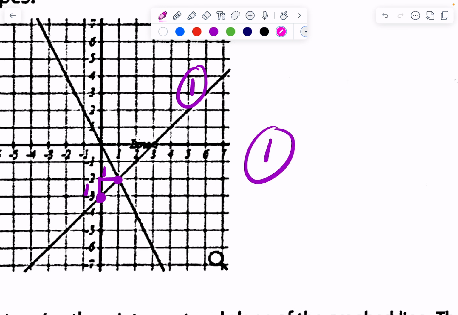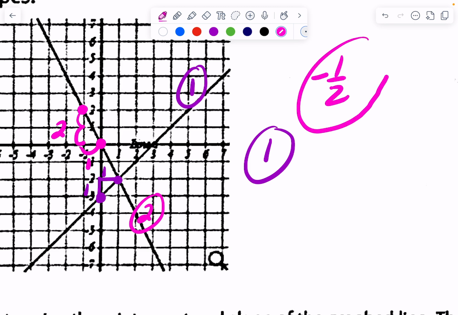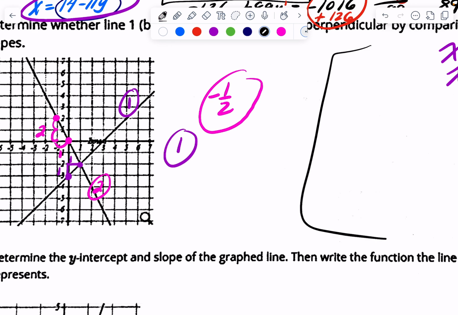Now let's call this number 2. Pick a point that looks like a whole number. Pick the next point that looks like a whole number. I'm just picking some points that look like whole numbers. So to me, this looks like it's falling 2, running 1, and it's going downhill, so it's negative 1/2. So these aren't perpendicular. If they were perpendicular, one of the slopes would have been negative 1/2, and the other slope would have been positive 2 over 1, or positive 2, in other words, because that's what makes them perpendicular.